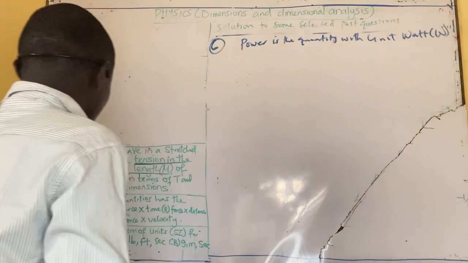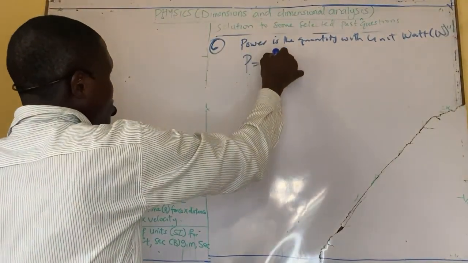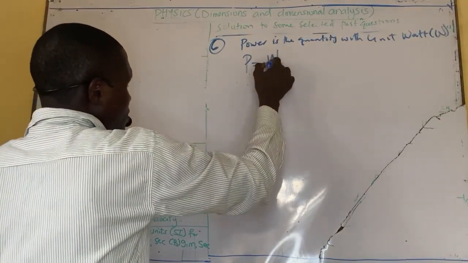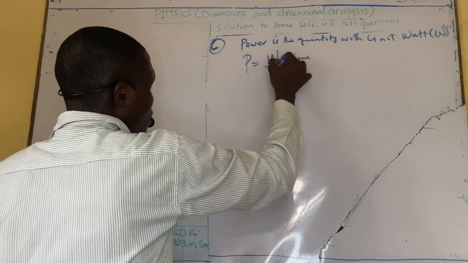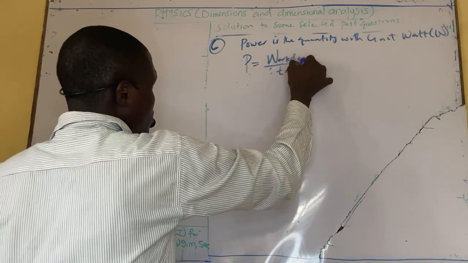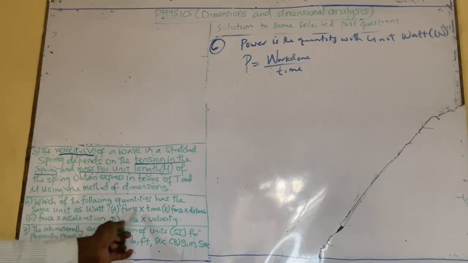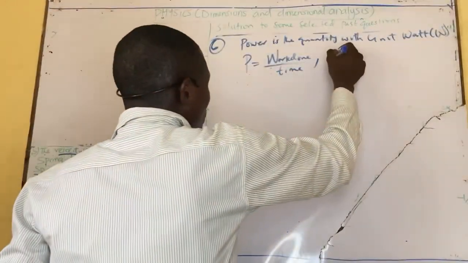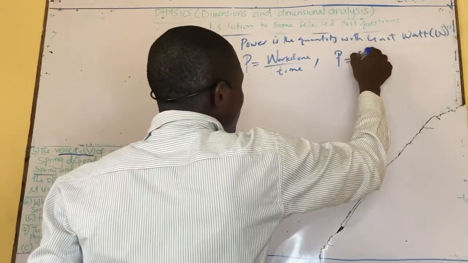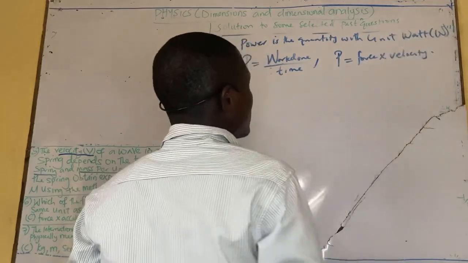Then you begin to say, okay, what is the formula for power? That's the next thing. Power can be calculated as work done over time. But it's not here, so we need another formula. This is now the formula they are requesting. Another formula for power is force times velocity.